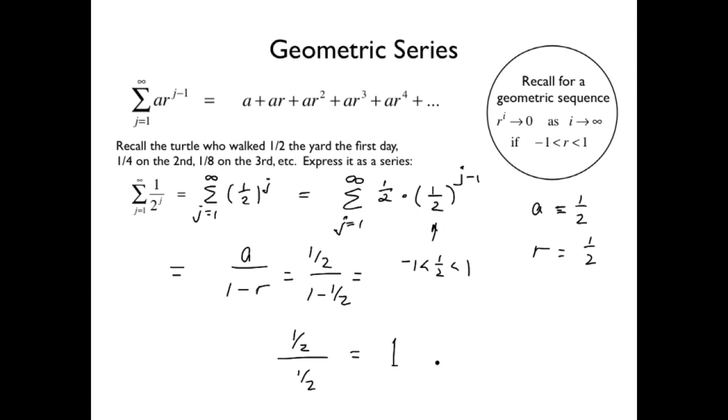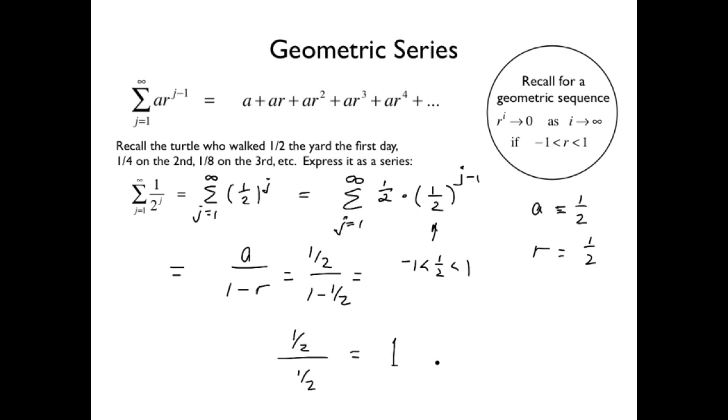And what does that sum mean? It means the sum of all the distances that the turtle walks, right? So, does he make it across? Yeah, he's going to walk exactly 1 full yard length. But he can't ever stop. If he ever stops, he doesn't make it. He's got to keep going, right?